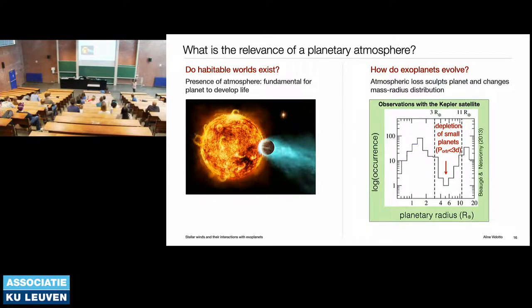So we want to know also how planets are evolving. For example, if you look at the occurrence rate versus the size of the planet, you start to see that there is a depletion of small planets at a particular radius. So one idea is that these planets were born as big planets, they lost mass, and they actually end up piling up on the side of the histogram. So atmospheric losses can sculpt the mass-radius distribution, and it's interesting not only from the perspective of the development of life, but also to understand the population of planets.